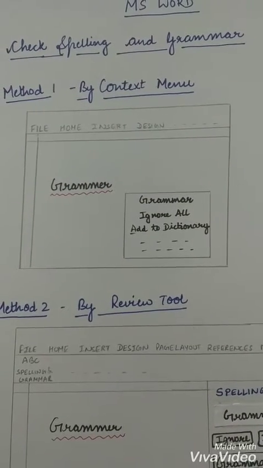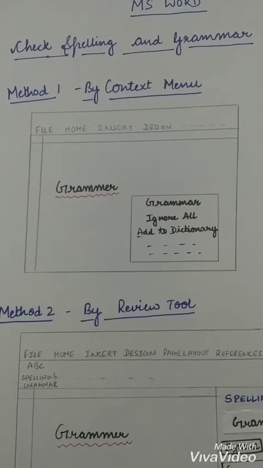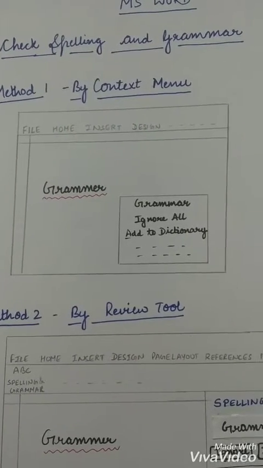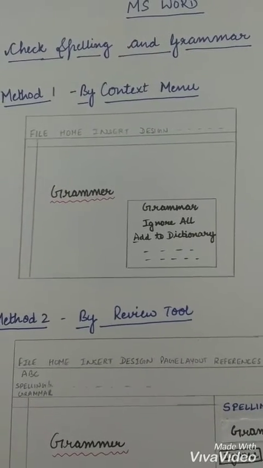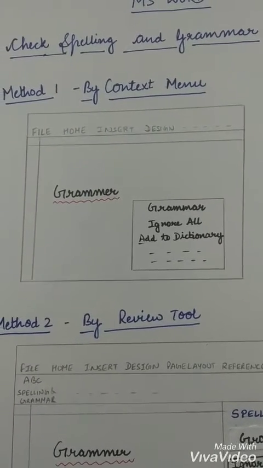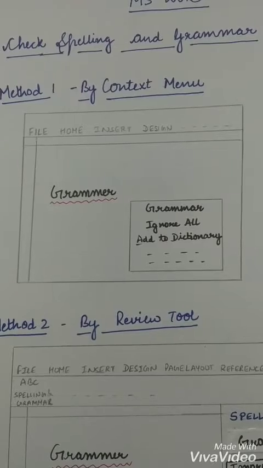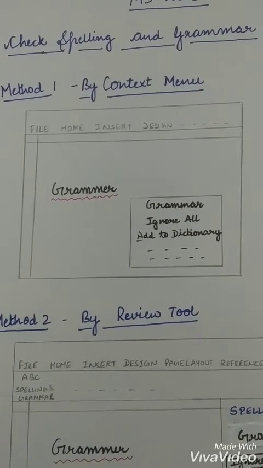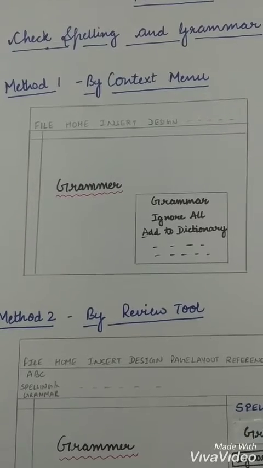Good evening. Today's topic is check spelling and grammar in MS Word. When we type text in MS Word, some mistakes can occur. It can be a spelling mistake or a grammatical mistake. So, it can be corrected by using the spelling check tool.